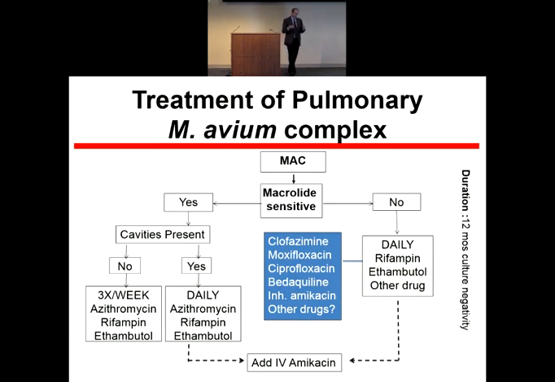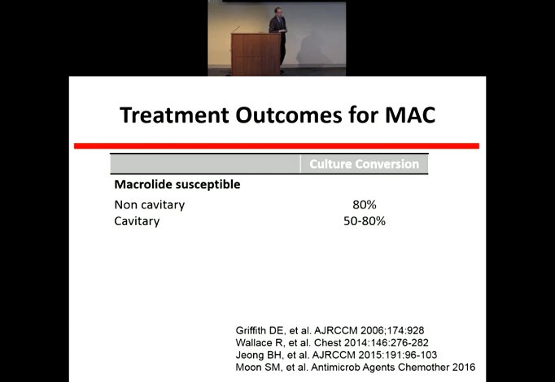So for many of you who are going like, wow, this is complicated. You're having to put a PICC line in, you're giving IV amikacin with its inherent toxicities, you're giving these oral drugs, and yes, it is complicated. These are hard to treat infections. So what happens when you do that?